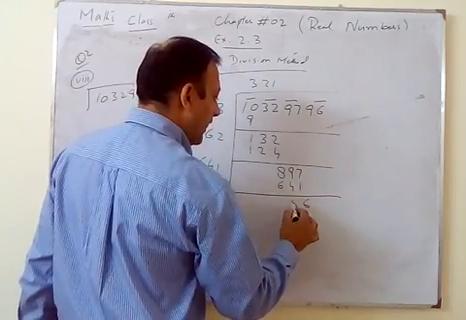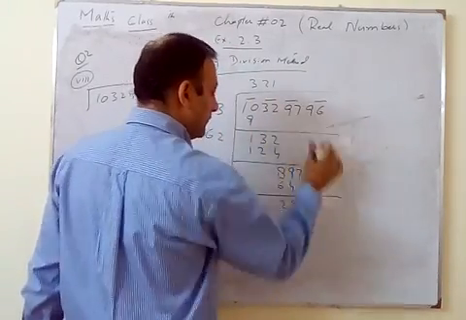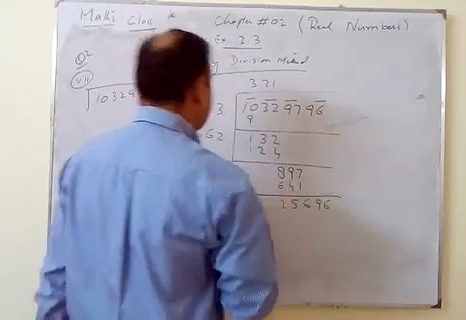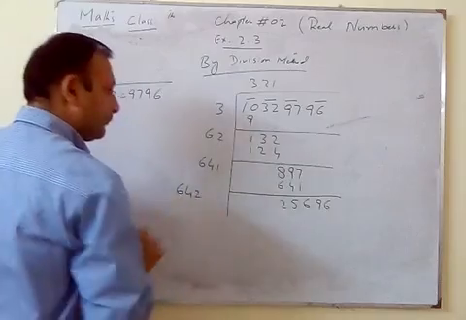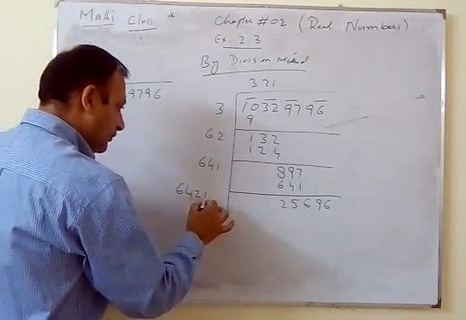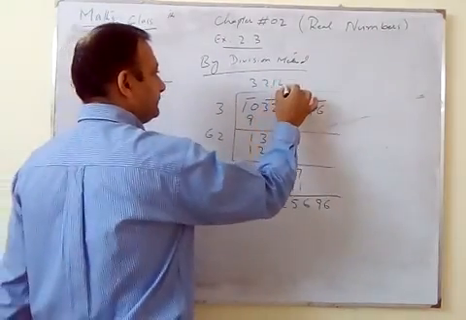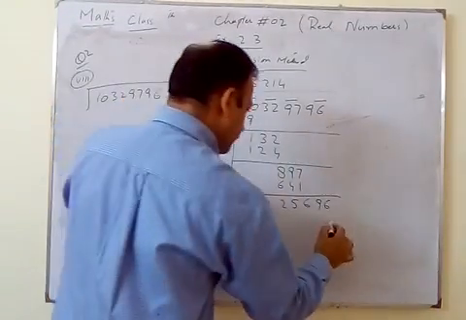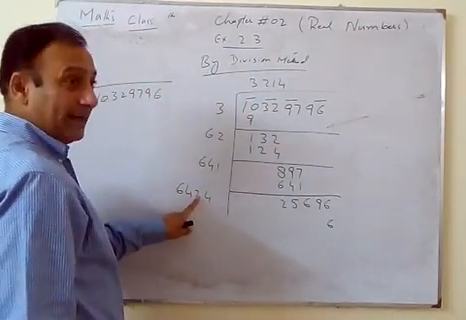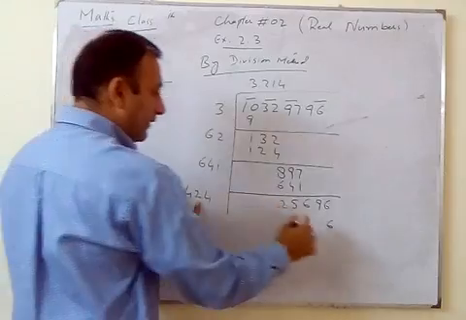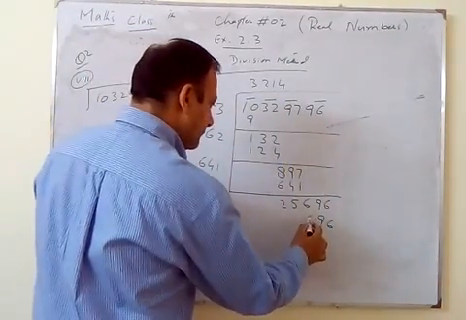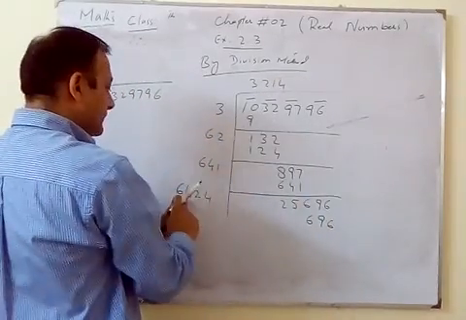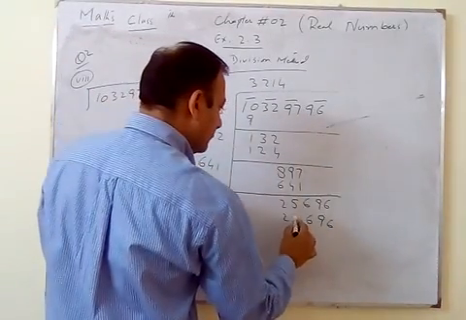6 5 2, 96. Make it double. So we have 642 by 4. 4 4s are 16, 1 carry. 4 2s are 8 and 1, 9. 4 4s are 16, 1 carry. 4 6s are 24 and 1.